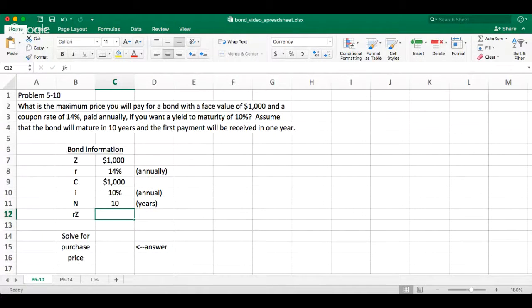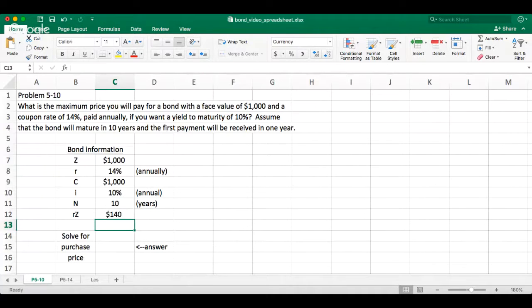And R times Z is the periodic, for this problem, annual, dividend itself, the cash dividend that's paid by the issuing organization to the bondholder. So R times Z, $140.